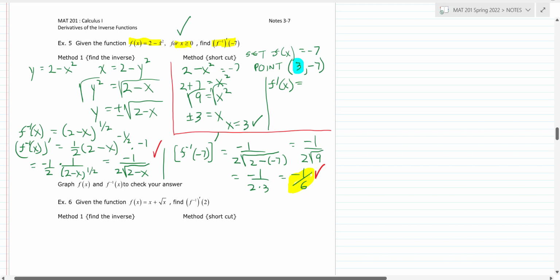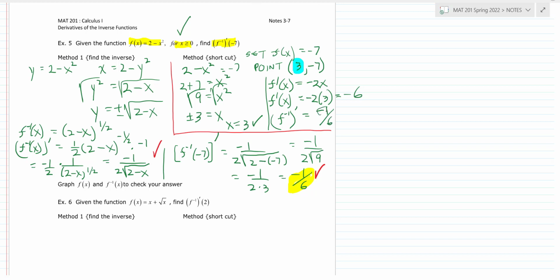That's just -2x. And then we can evaluate that not at -7, but at 3, because we're working with an inverse. So you have -2 times 3, which is -6, and then we can conclude that the derivative of the inverse is going to be equal to the reciprocal of that, so it's -1/6. Okay, so that's an alternative way of doing that problem.